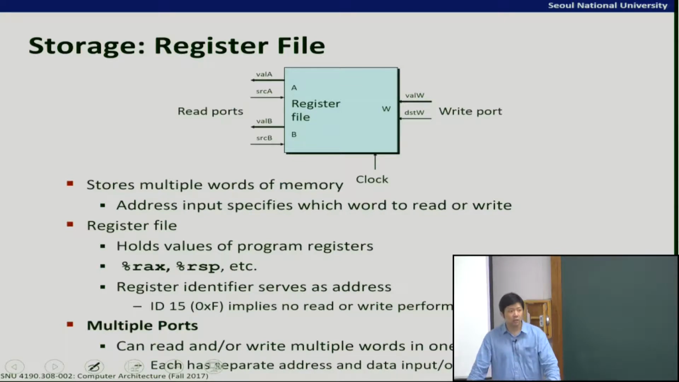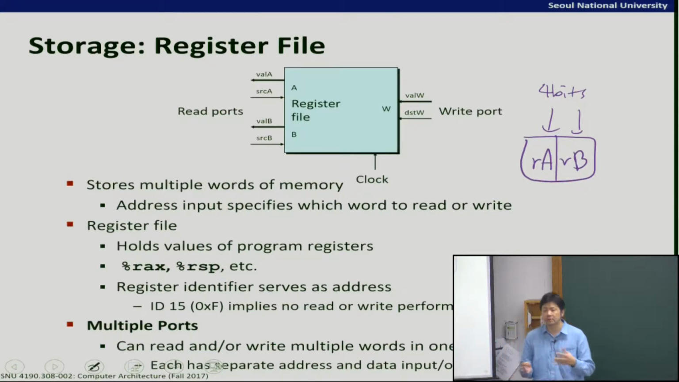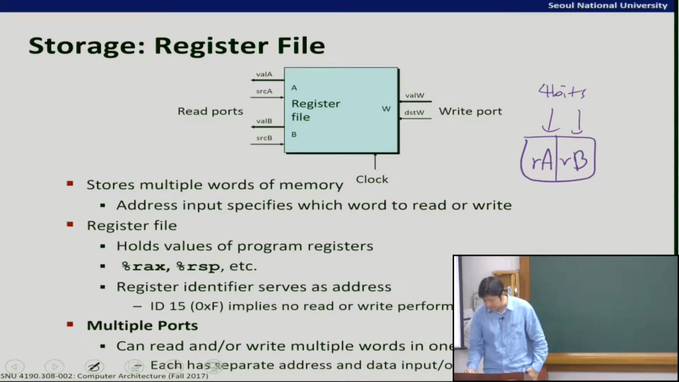So if you recall, in the Y86-64 architecture, we had a 4-bit register specifier, right? To specify a single register, something like, if you remember, rA, rB, each of these is 4 bits, because we have some encodings for individual registers. RAX is 0, RCX is 1, RDX is 2, and so on, right? So this register specifier is used as the address to this register file.